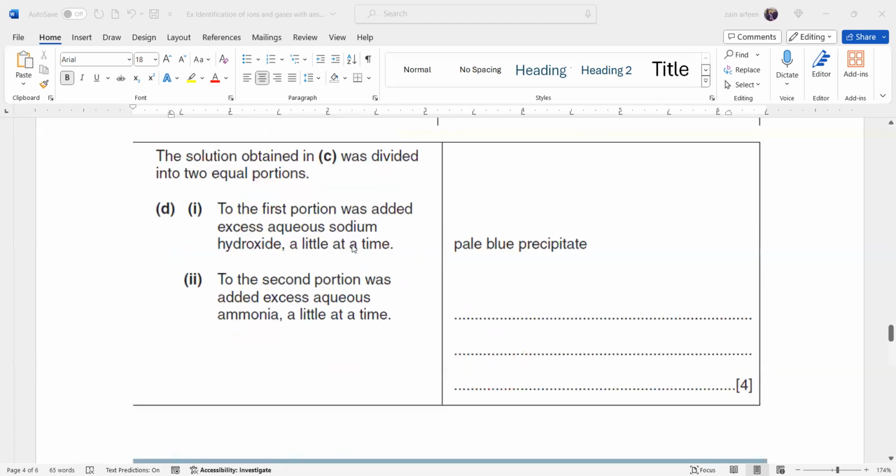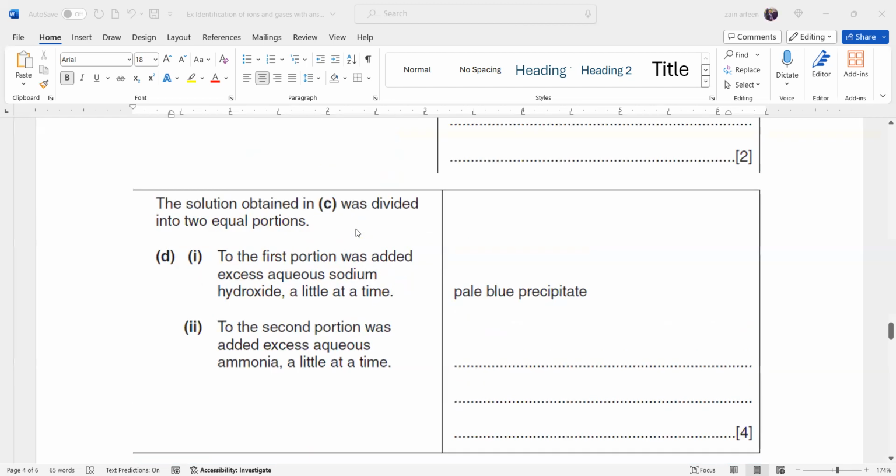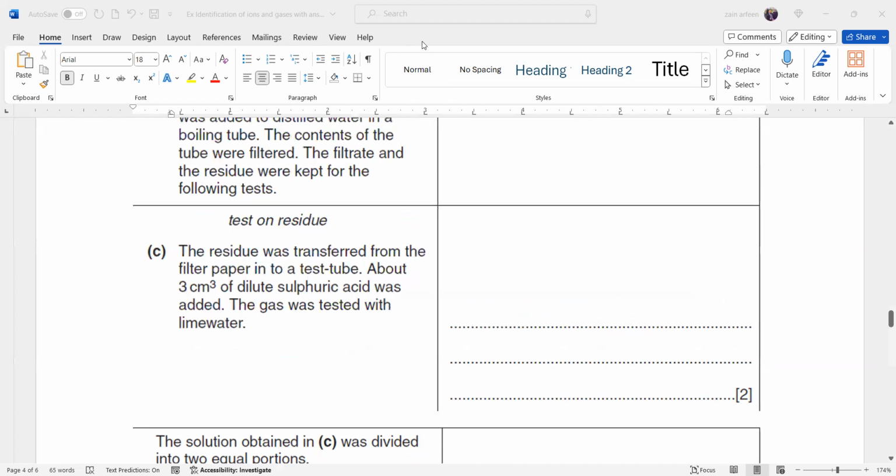Next is the solution obtained in C was divided into two equal portions, so that the solution is the filtrate. And what is the filtrate here? The filtrate is a zinc salt. We know zinc and we don't know what else with zinc. To the first portion, we add excess of aqueous sodium hydroxide little at a time. The solution obtained in C. So the solution obtained in C is what?